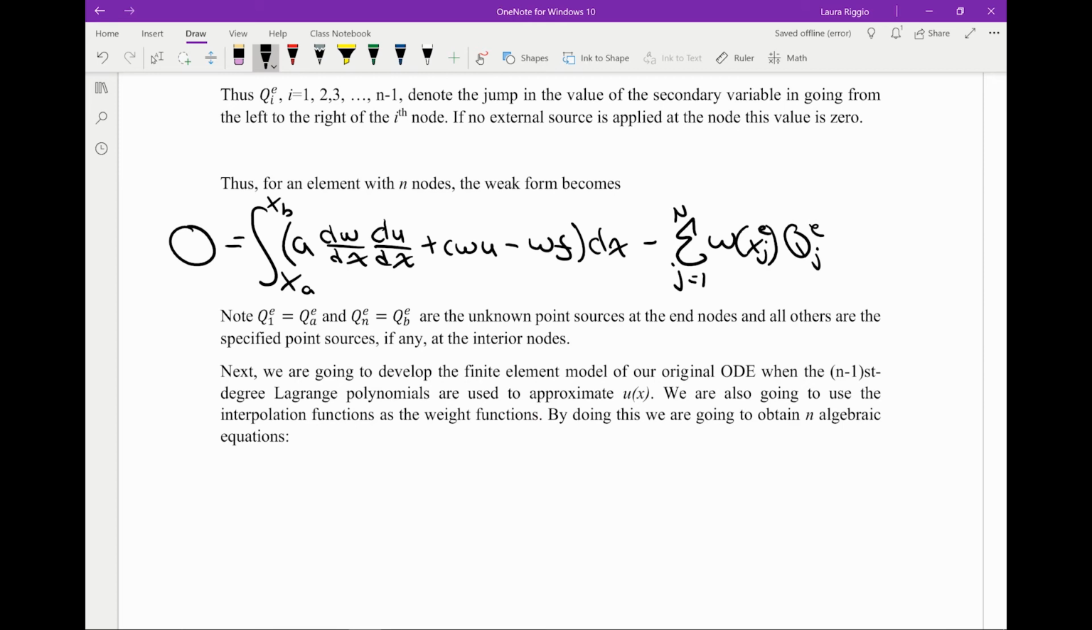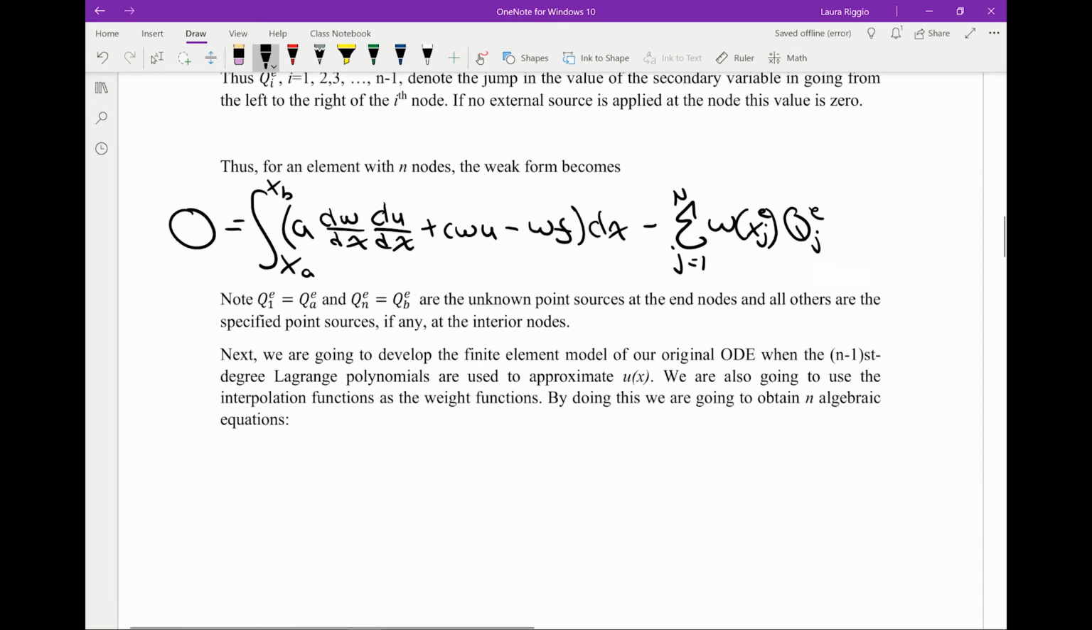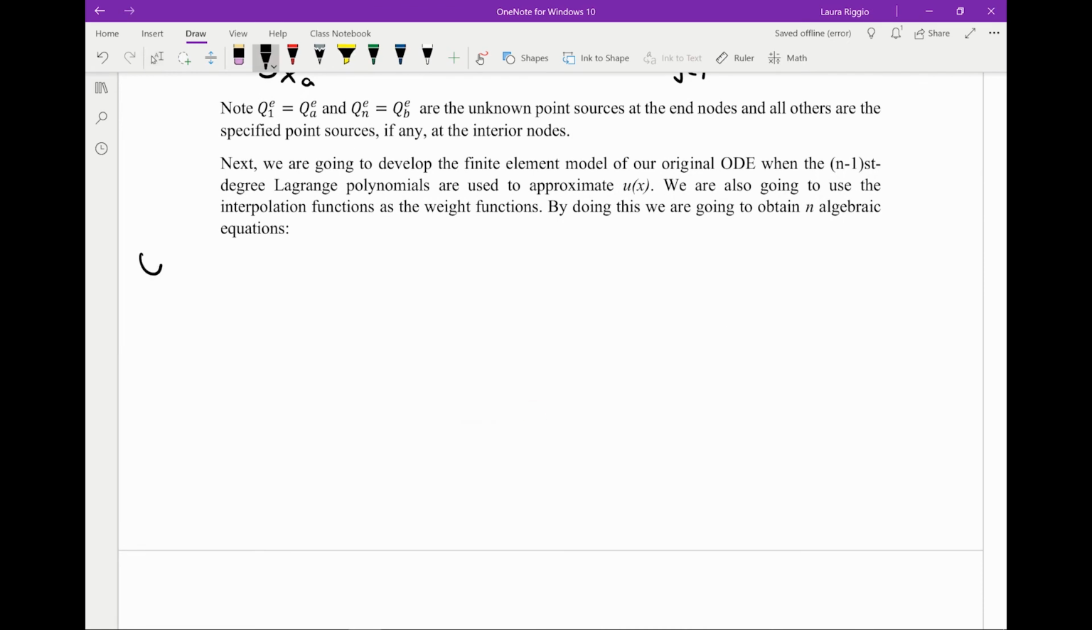So now we're going to develop the finite element model for our original ODE, when n minus 1th degree Lagrangian polynomials are used as our approximation function. We're also going to use our interpolation function as our weight functions. Why not? Polynomials are fun. So by doing this, we're going to obtain n algebraic equations that we're going to use to represent our system. So what are we going to get? W is going to be psi 1, psi 2, psi 3, so on until we get to psi n minus 1, psi n.